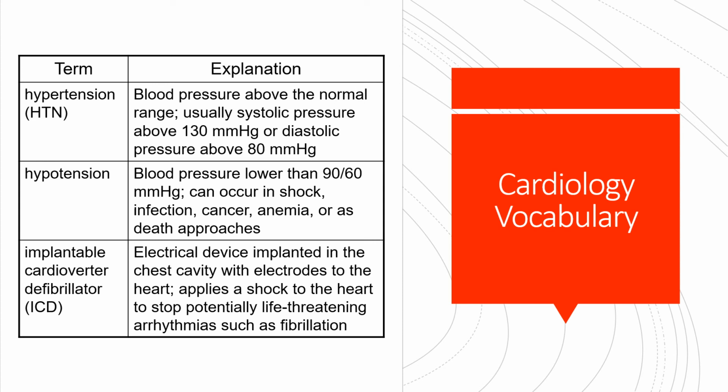Hypertension, which is abbreviated HTN, is blood pressure that's above the normal range. This usually means a systolic pressure above 130 millimeters mercury, or diastolic pressure above 80 millimeters mercury. Hypotension is blood pressure that's lower than 90 over 60 millimeters mercury and can occur in shock, infection, cancer, anemia, or as death approaches.